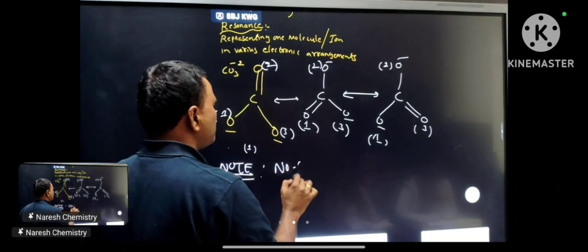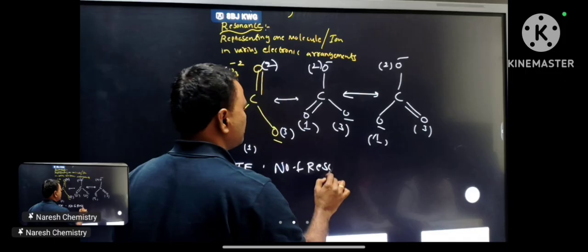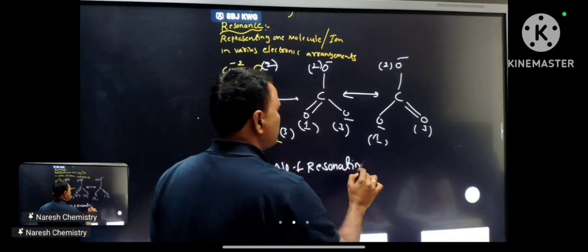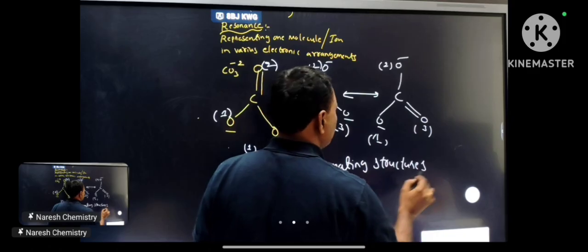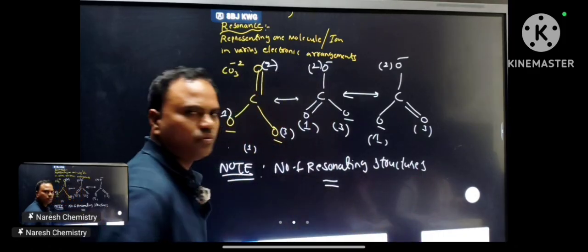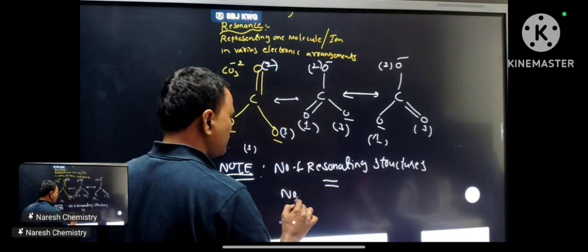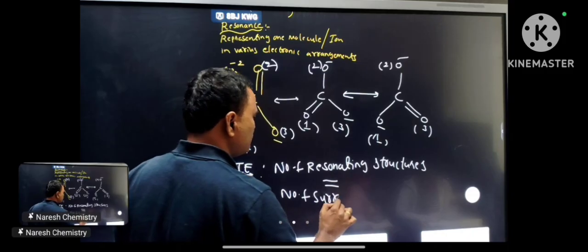Number of resonating structures is equal to number of surrounding atoms.